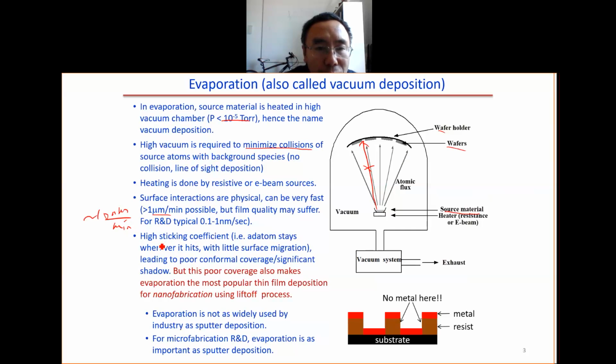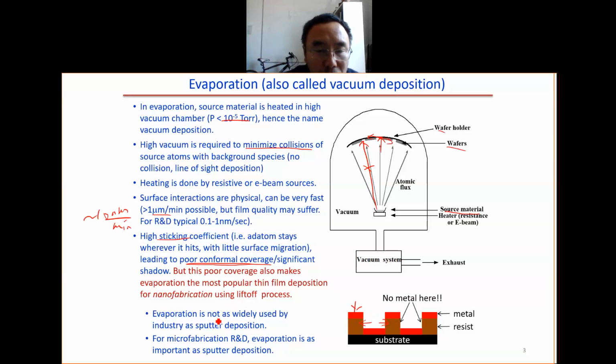We have a very high sticking coefficient. That means if the atom comes to here, it will stay here without moving around. This is called a high sticking coefficient. It comes to here and stays here, not moving around. So this gives you poor conformal coverage, but this is good for lift-off, as we can see in this case. We have deposition along the horizontal surface, but no deposition along the vertical surface. So this is poor step coverage, but it is good for lift-off, as we have seen before.